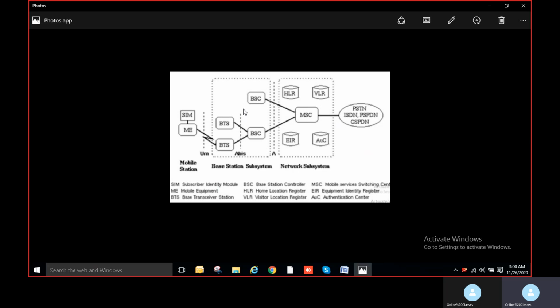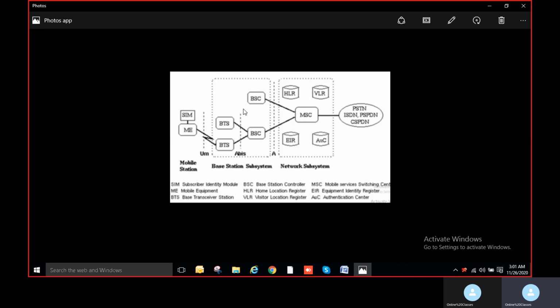But as per the requirement of data day by day, more and more data speed was expected by the users. So this was the requirement. So then 3G came into the picture in the year 2000.